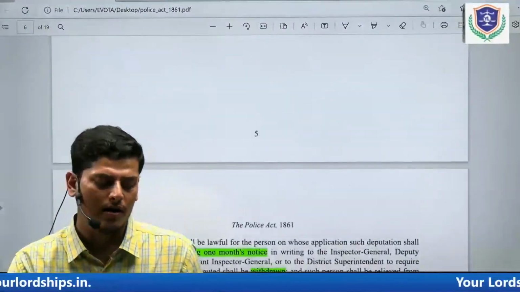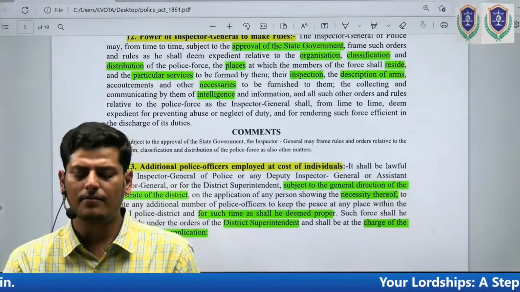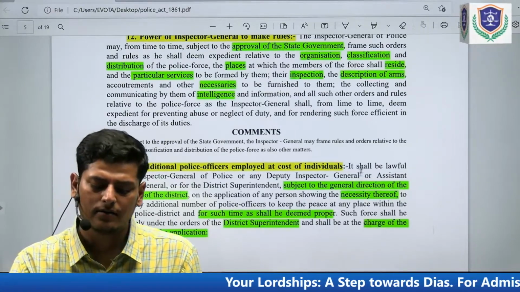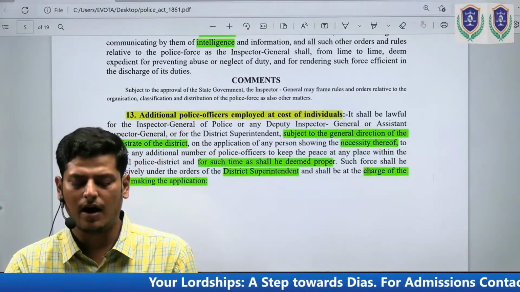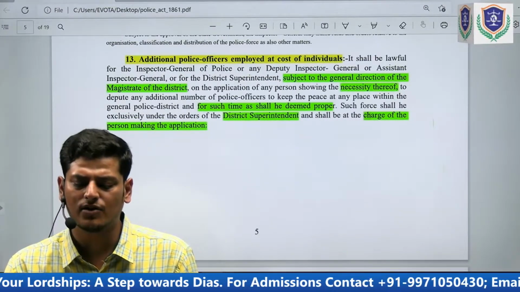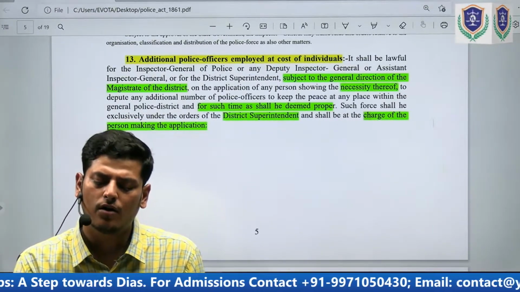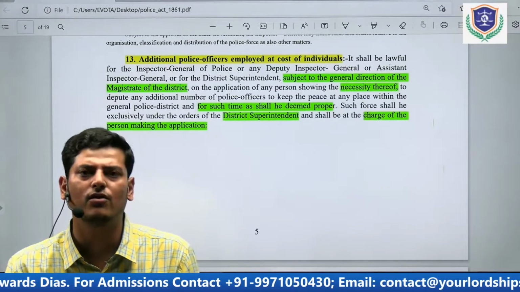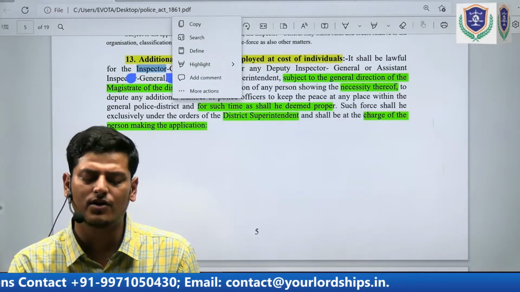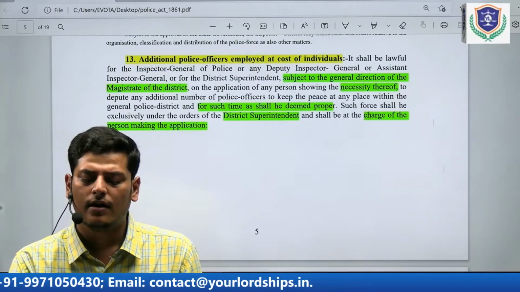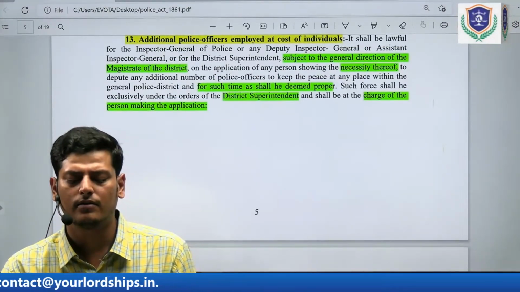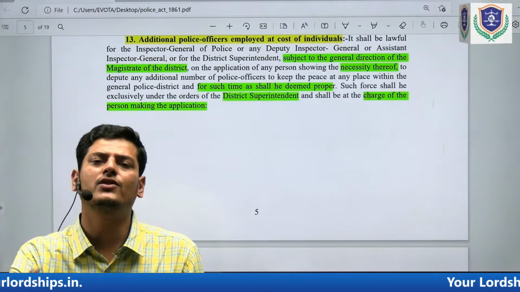So if the person can apply also, and then when the person has applied, then accordingly at his cost the application will be granted by the Director General. So it shall be lawful for the Inspector General of Police, or here in this case it will be the Director General of the Police or any Deputy Inspector General, Assistant Inspector General or District Superintendent, subject to control of which functionary?